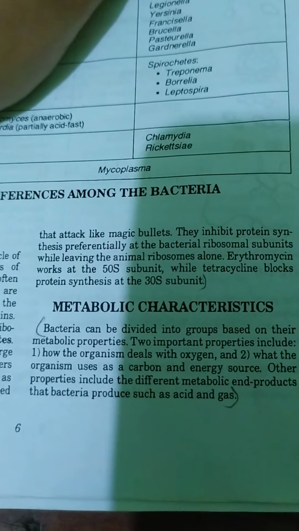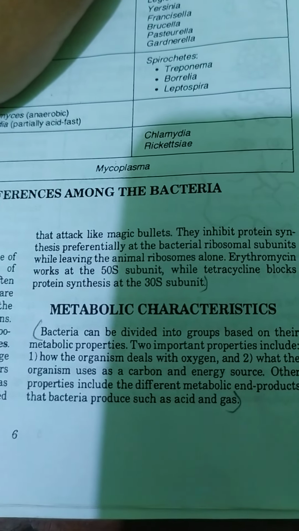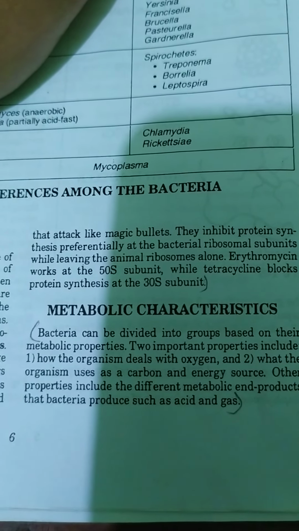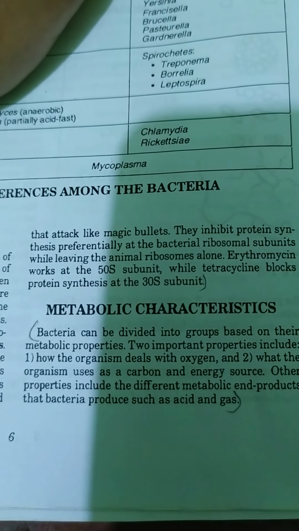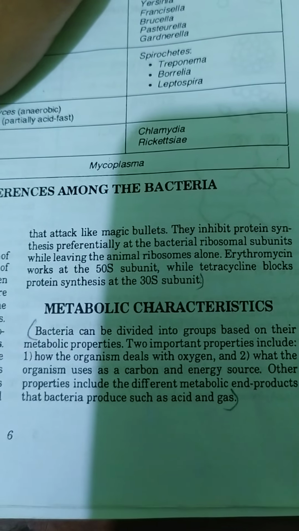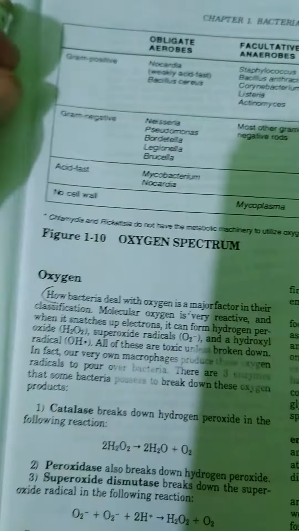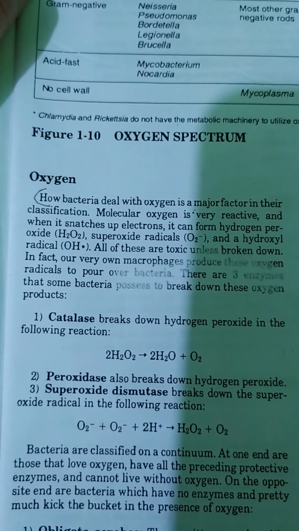Metabolic characteristics. Bacteria can be divided into groups based on their metabolic properties. Two important properties include how the organism deals with oxygen, and what the organism uses as a carbon and energy source. Other properties include different metabolic end products that bacteria produce, such as acid and gas. This is the oxygen spectrum. How bacteria deal with oxygen is a major factor in their classification.